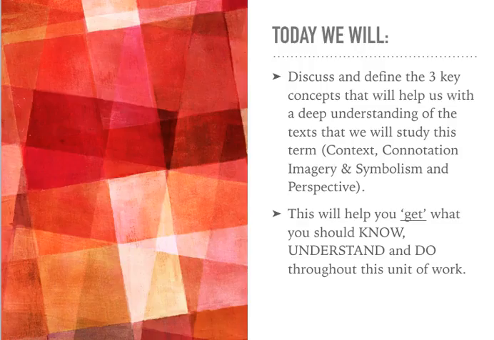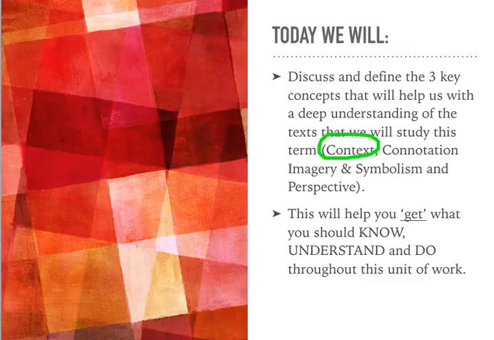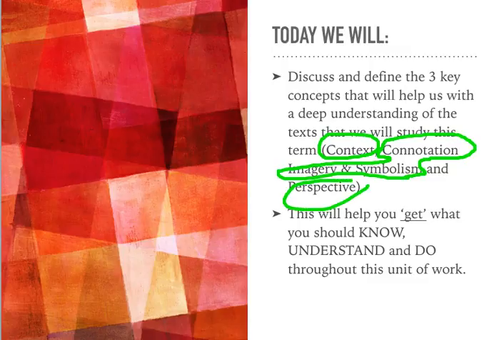Today, what we're going to do is discuss and define the three key concepts that are going to help us with a deep understanding of the text that we're going to study this term. The three key concepts that we need to know about are context, connotation, imagery and symbolism, and perspective.